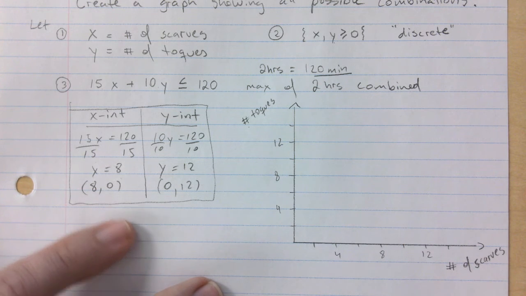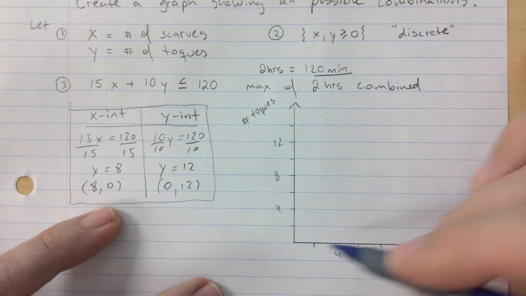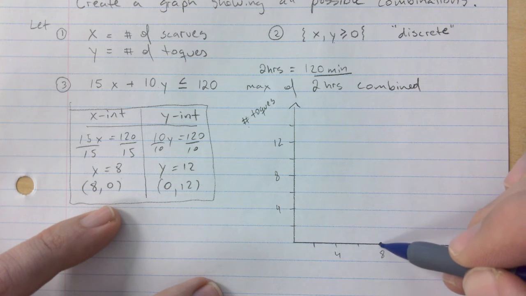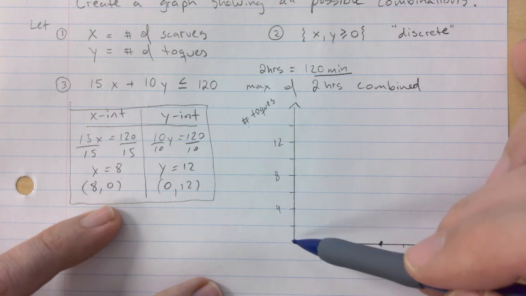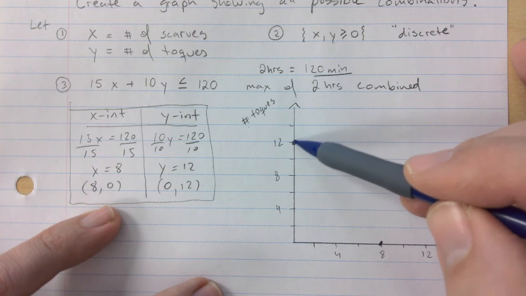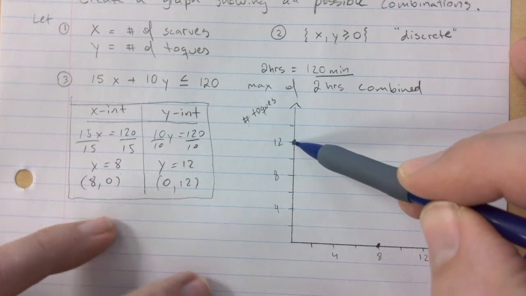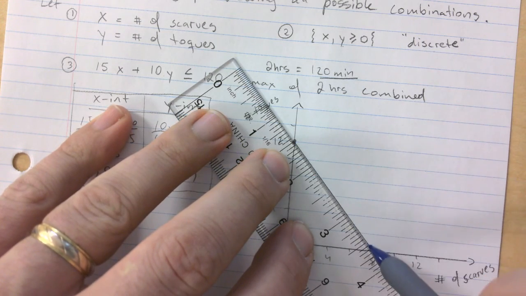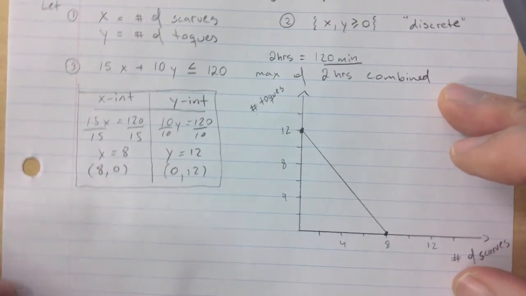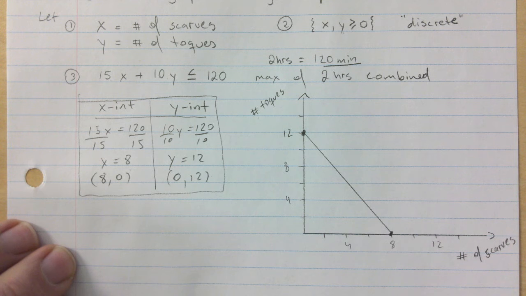But you need a guide, right? 8, 0 is right here. By the way, most of these are going to be solid lines when it's a word problem. 0, 12 is here. And I kind of skipped to the graphing part. I shouldn't have done that, because we need to figure out the shading and rewrite and all of that stuff.